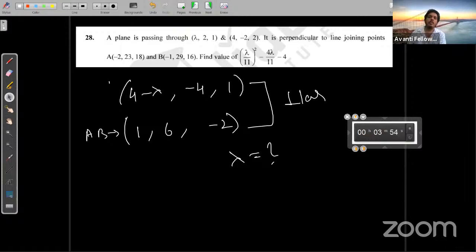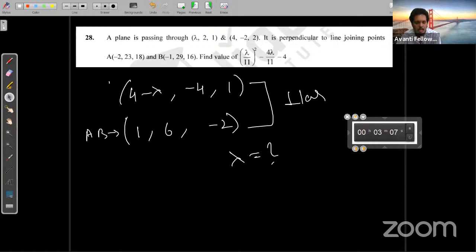So what I'm saying is he has given us 2 points in a plane, okay? And the plane is perpendicular to the line joining the other 2 points, A and B. So I'm going to form a vector from those 2 points, lambda comma 2 comma 1, and 4 comma minus 2 comma minus 2. That vector is perpendicular to the vector AB. So the dot product of both will be 0. The first vector we got is 4 minus lambda, minus 4, and 1. The second vector we got is 1 comma 6 comma minus 2. So the dot product of both will be equal to 0. If you do the dot product, what is the value of lambda we are getting? Come on, try to give me.